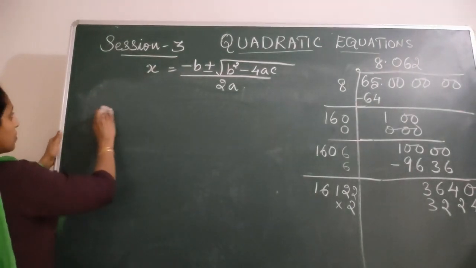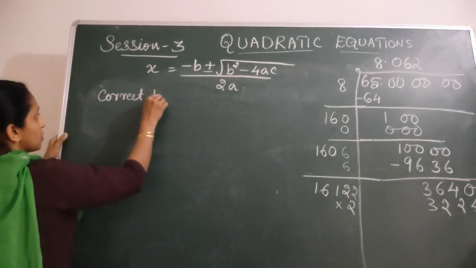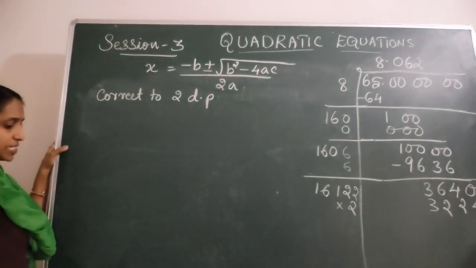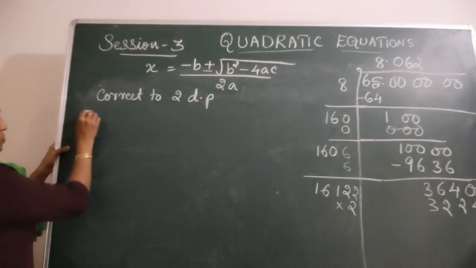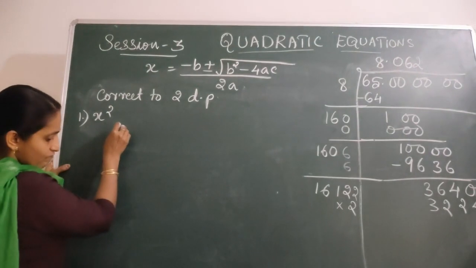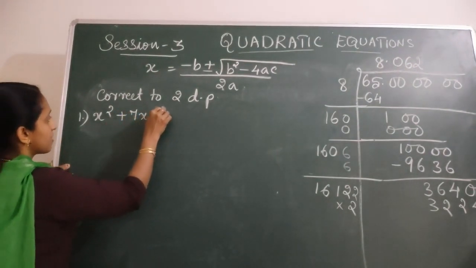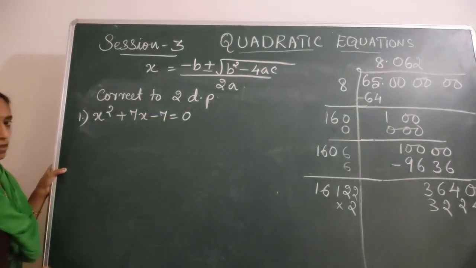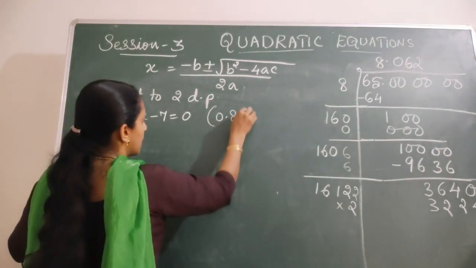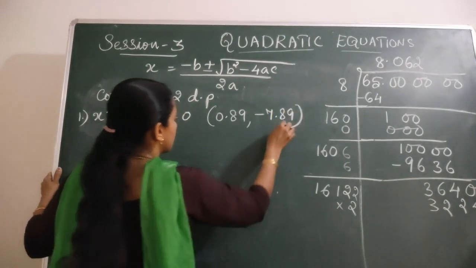Correct to 2 decimal places as homework. First one: x square plus 7x minus 7 equal to 0. And the answer will be 0.89 comma minus 7.89.